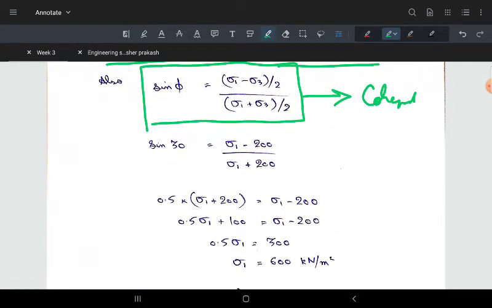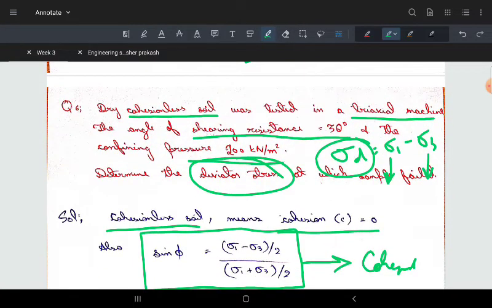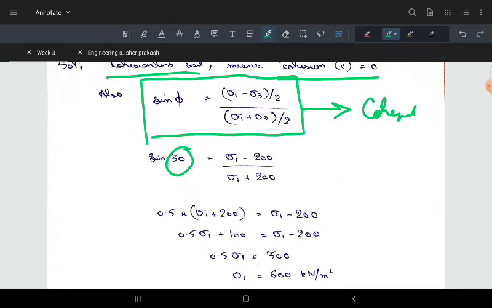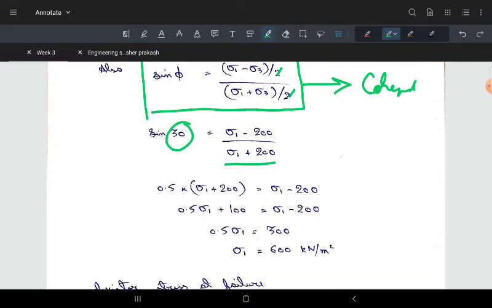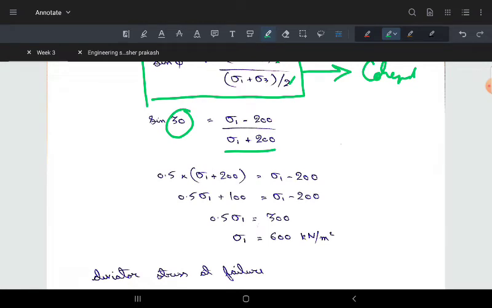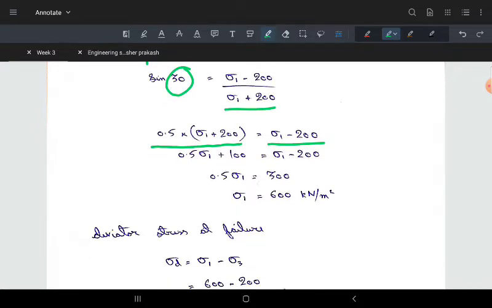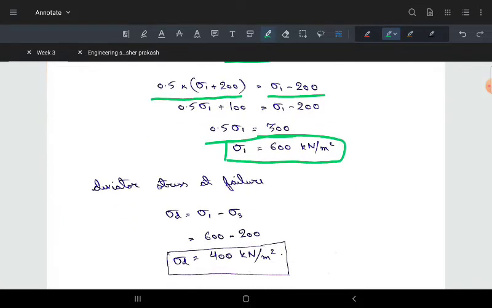Phi is given as 30 degrees. So sin 30 is equal to (sigma 1 minus sigma 3)/2 divided by (sigma 1 plus sigma 3)/2. Confining pressure is given as 200 kilonewton per meter square. The 2 cancels, so sin 30 is equal to (sigma 1 minus 200) divided by (sigma 1 plus 200). Sin 30 is 0.5. So 0.5 times (sigma 1 plus 200) is equal to sigma 1 minus 200. So 0.5 sigma 1 plus 100 is equal to sigma 1 minus 200. 0.5 sigma 1 is equal to 300. Sigma 1 comes out to be 600 kilonewton per meter square.